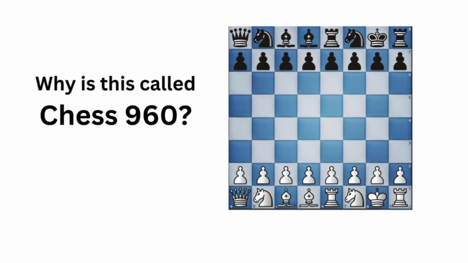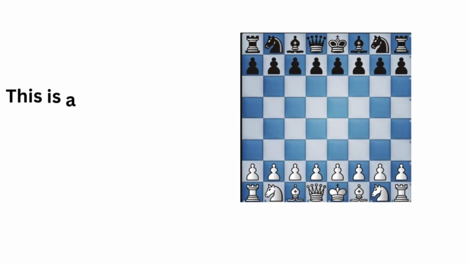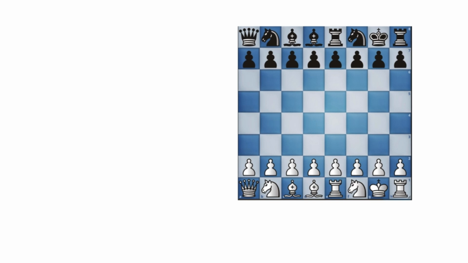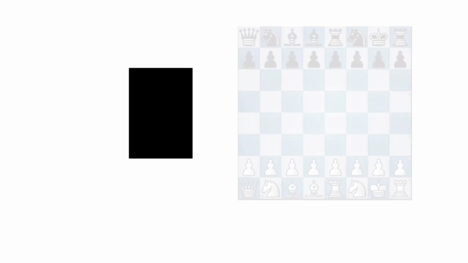Why is this called Chess960? This is a normal setup for chess. Imagine a chess setup where the bottom pieces are rearranged. Let's do some math to explain this.